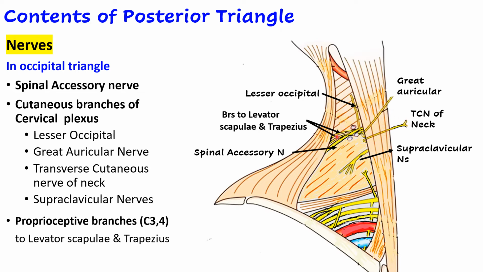You can see two nerves here. They come from the C3 and C4 spinal nerves, and they provide proprioceptive branches to the levator scapulae and to the trapezius muscle. So these are the nerves present in the occipital part of the posterior triangle. I hope you remember the most important is the spinal accessory, then the four cutaneous, and then the proprioceptive, the muscular branches to levator scapulae and trapezius.